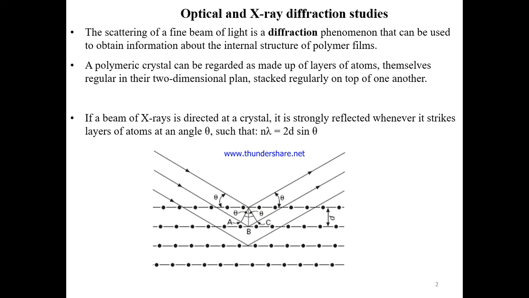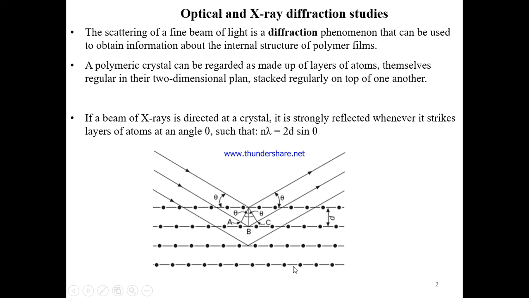The scattering of a fine beam of light is a diffraction phenomenon that can be used to obtain information about the internal structure of polymer films or fiber. Internal structure, that is, the physical structure. A polymeric crystal can be regarded as made up of layers of atoms, themselves regular in their two-dimensional plane, stacked regularly on top of each other. So you can see a schematic diagram of the stacking of the polymeric structure. These black dots are the monomer molecules, and this line is the polymer chain.